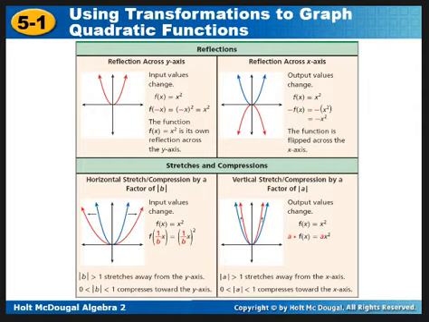Now again, these particular images, these particular equations should look very, very familiar to you because they are the same thing. We're applying the same type of rules, the same type of operations, just to a slightly different function.